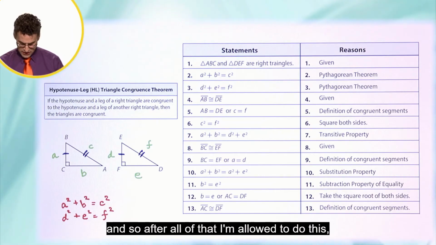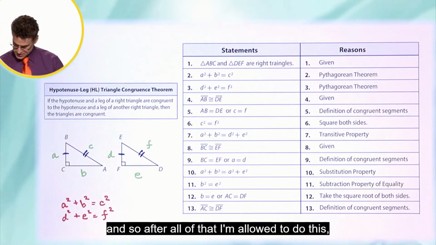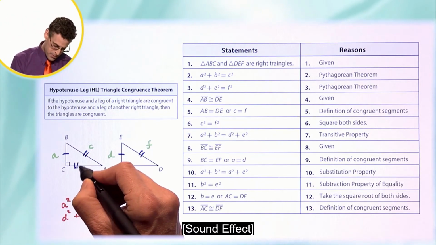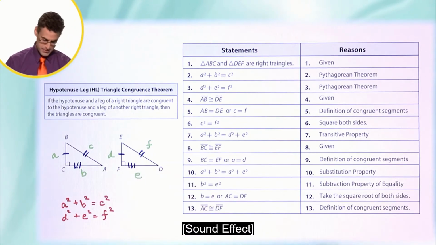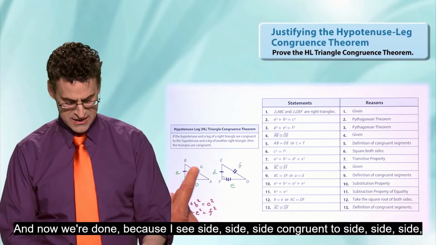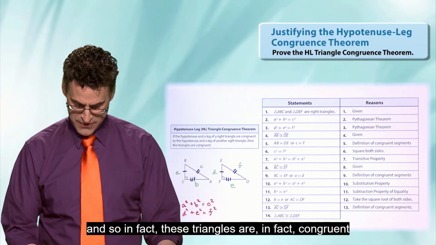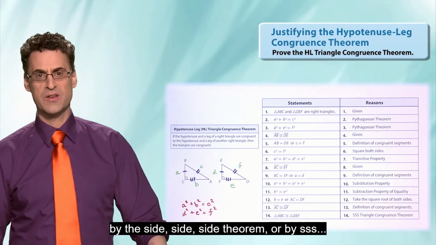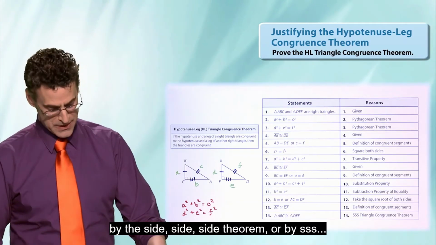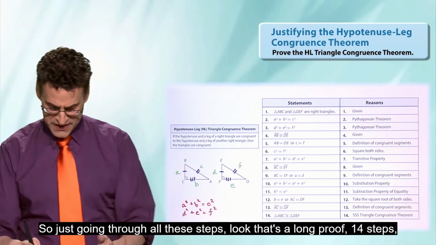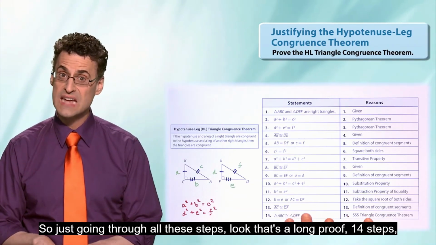And so after all of that, I'm allowed to do this. Boom, boom, boom, boom, boom, boom. And now we're done, because I see side, side, side congruent to side, side, side. And so in fact, these triangles are congruent by the side, side, side theorem, or by SSS. So just going through all these steps, look, that's a long proof, 14 steps.